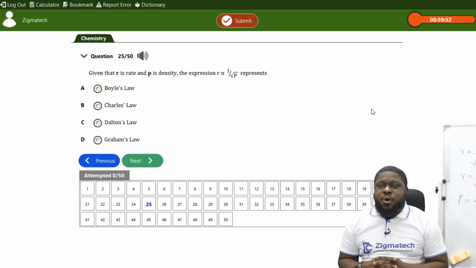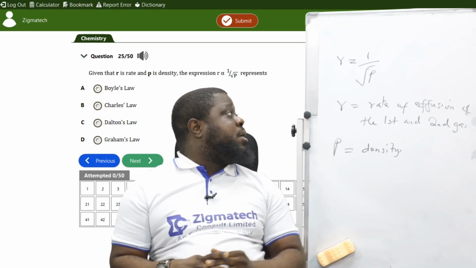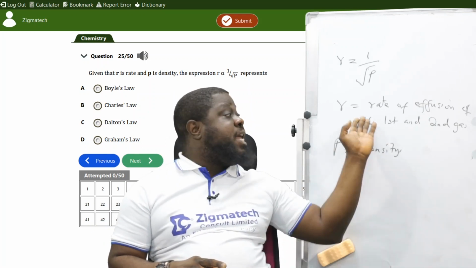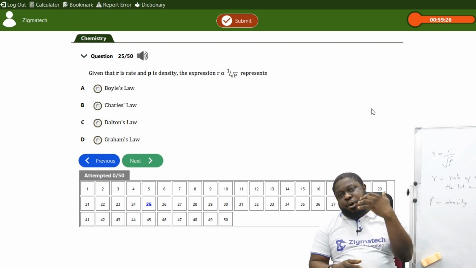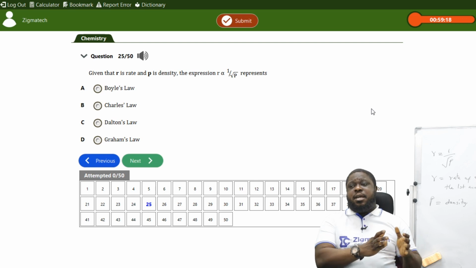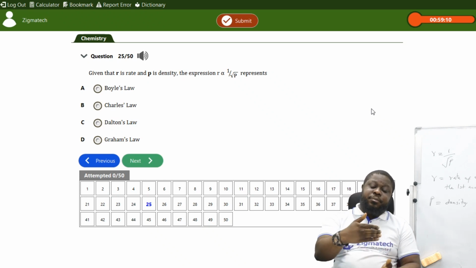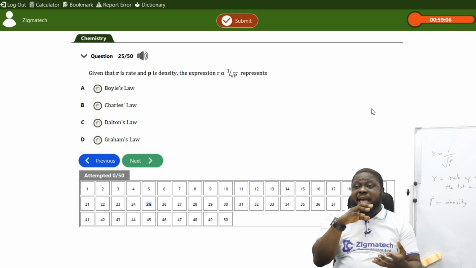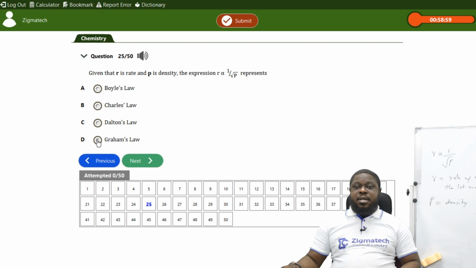Now they say, given that rho is the rate and p is density, the expression rho 1 over square root p represents, okay, it's still on the board. So you just know the answer. The answer is still on the board. You say Boyle's law? Boyle's law does not talk about density. Charles's law, no. Dalton's law, no. The Graham's law. I told you the arrow is the rate and the 1 over square root of p represents this particular thing. Why? Because of the definition of Graham's law, which tells us that the rate at which gases move via effusion or diffusion is not equal to their mass and volume. So the answer is D, Graham's law.